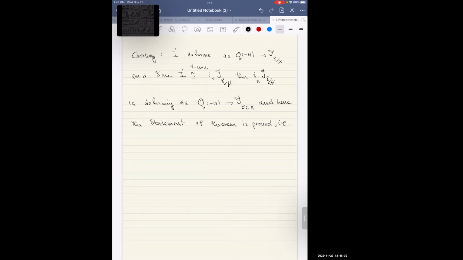Hilbert scheme beta n of the universal hypersurface over the linear system of these hypersurfaces, which is parameterizing the space of these guys, has a Joyce-Song moduli space.